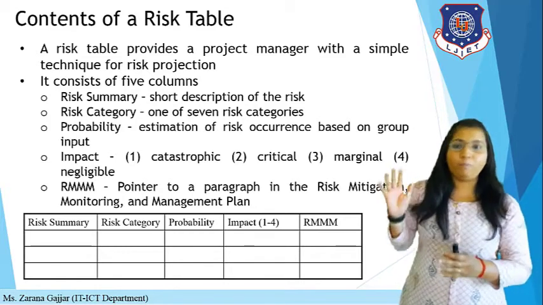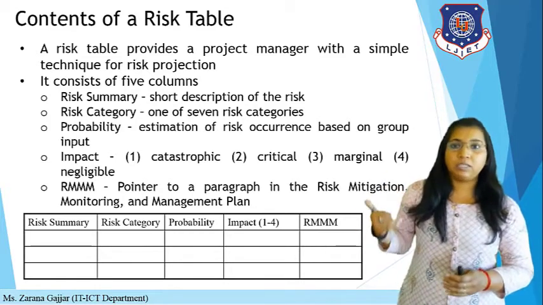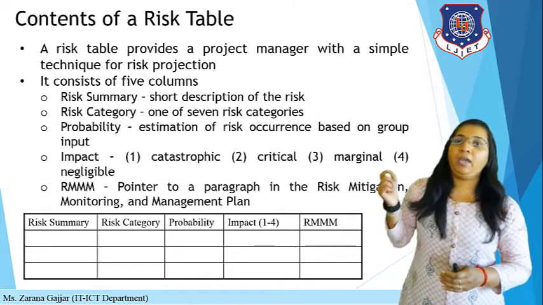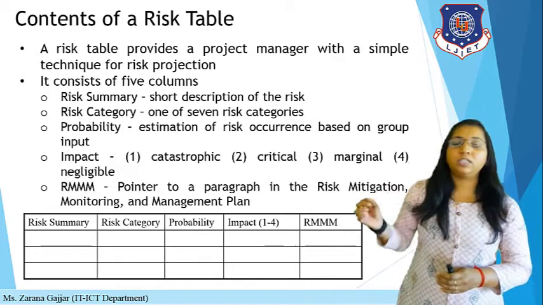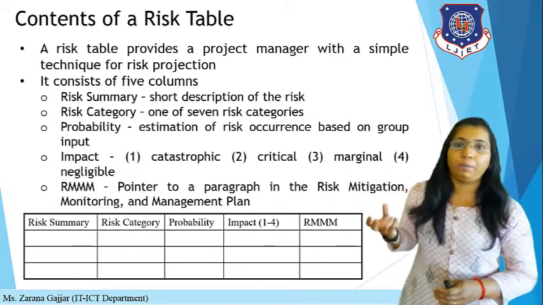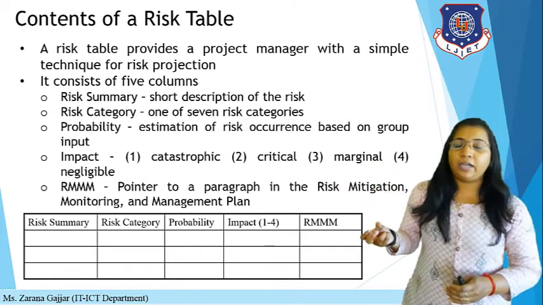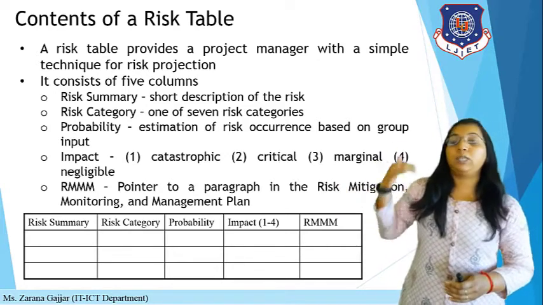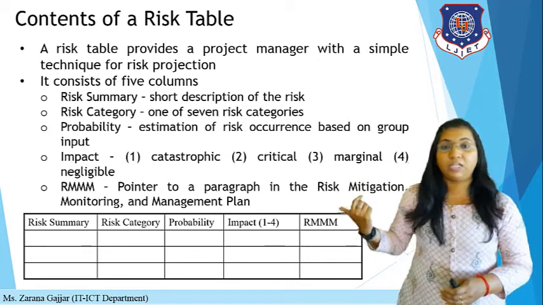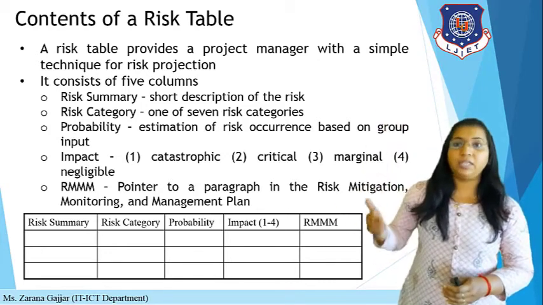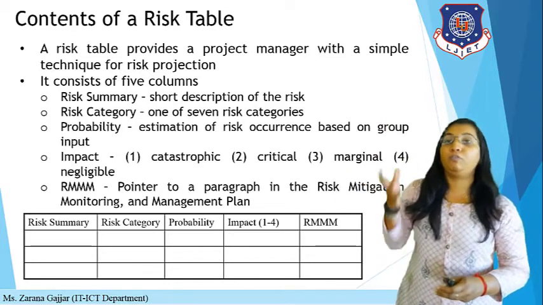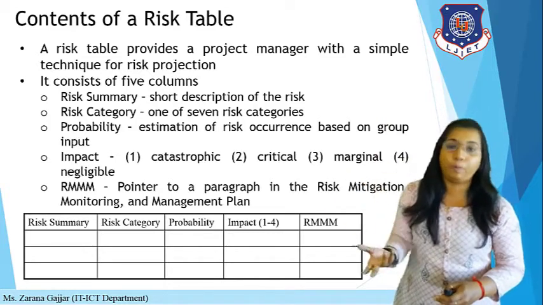It consists of basically 5 columns: risk summary, risk category, probability, impact level and RMMM. Risk summary means you define a short description of the particular risk. Risk category means the known and predictable risk categories, the 7 categories we discussed in the previous lecture. Then you have to define the probability, meaning the estimation of risk occurrence based on group input.